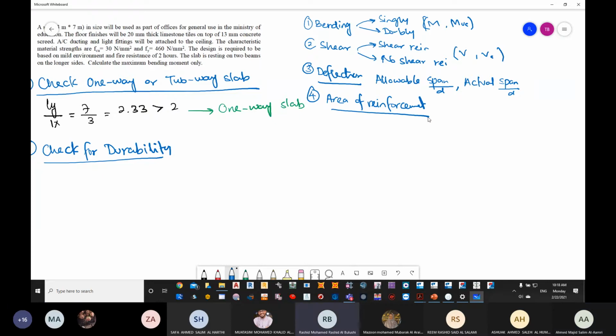Under reinforced section means that the amount of reinforcement is less than the needed amount, and over reinforced is lots of reinforcement, which has no need. It's like extra reinforcement. And balanced is like the exact amount of weight that is calculated is the same as what the reinforcement can overtake.